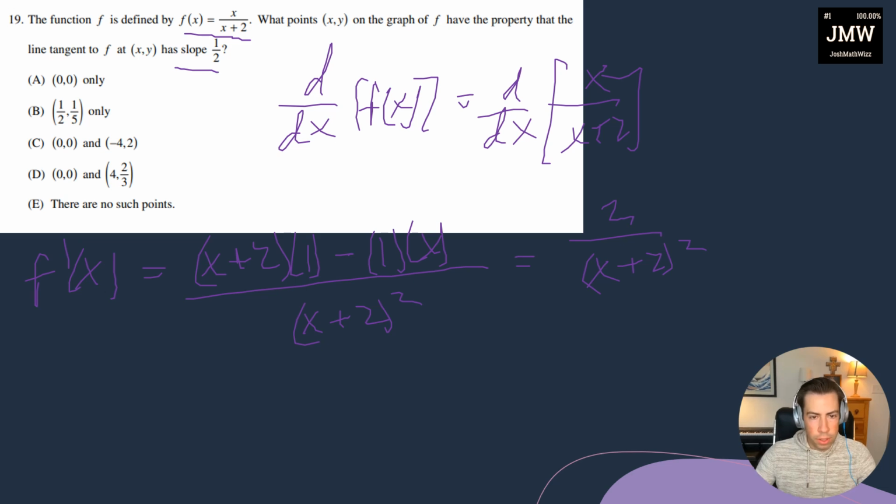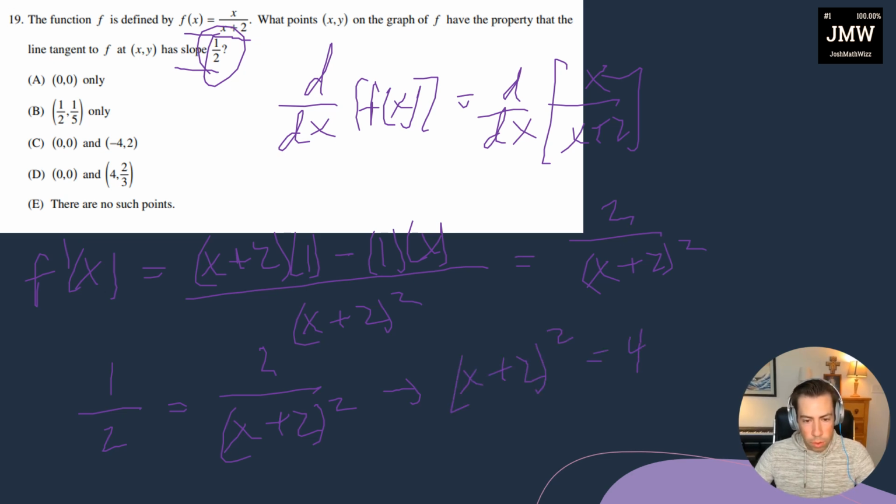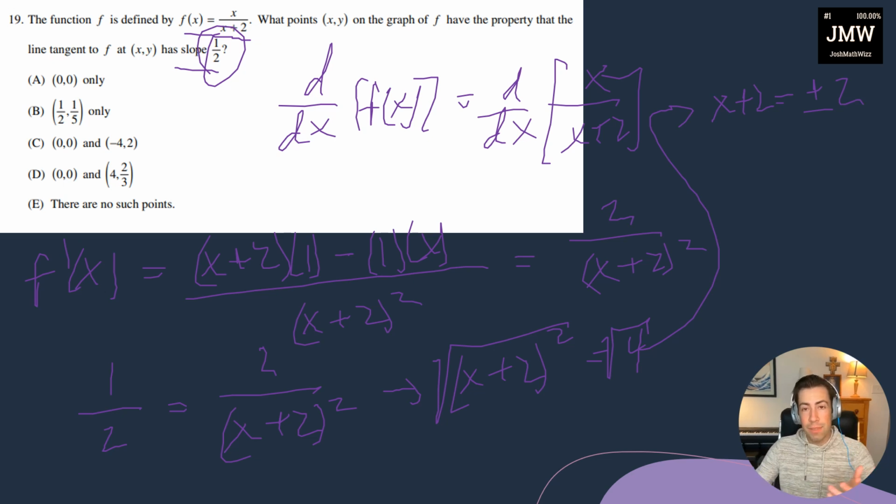All right, so I want to set my derivative equal to 1/2 because they tell me the slope is 1/2. So I'm going to say 1/2 equals 2 over (x plus 2) squared. If I cross multiply, I'm going to get (x plus 2) squared equals 4. And if I take the square root of both sides, I get that x plus 2 equals plus or minus 2, because remember, -2 multiplied by -2 is also 4.